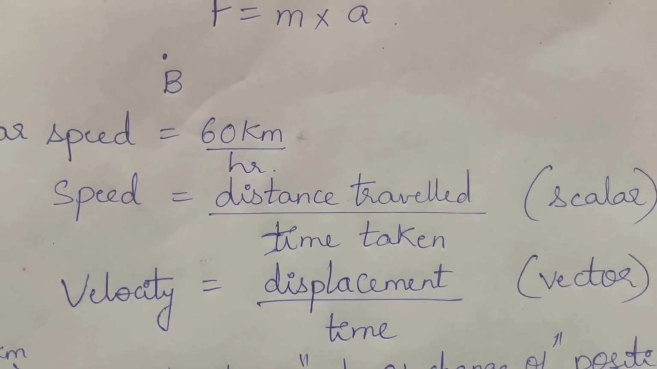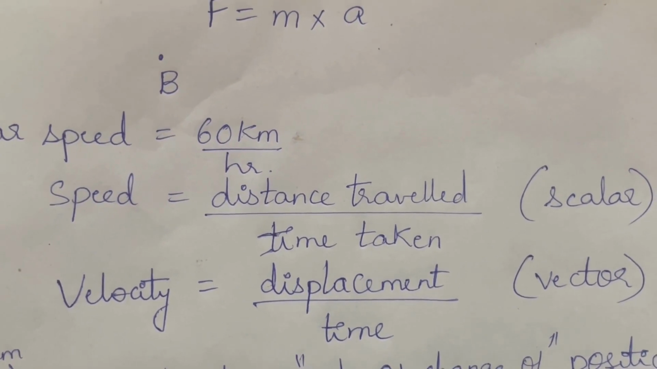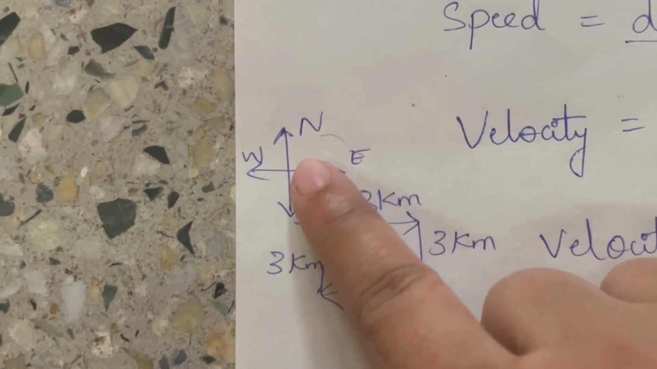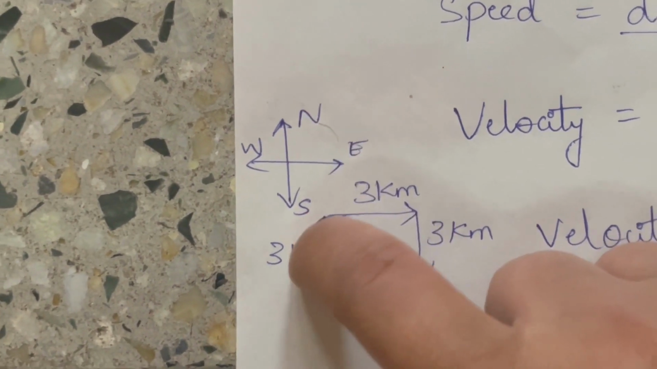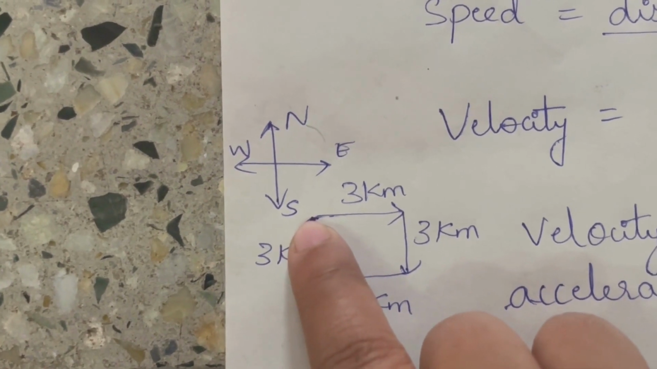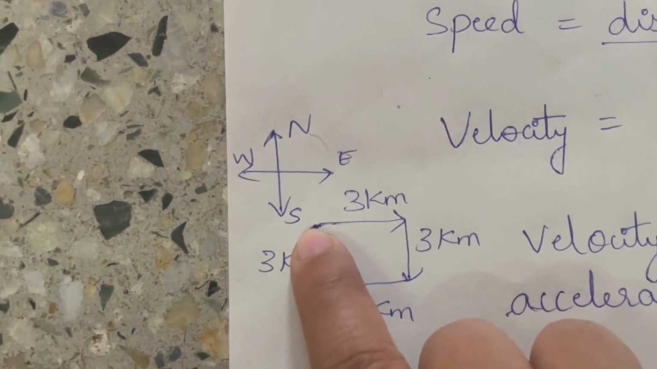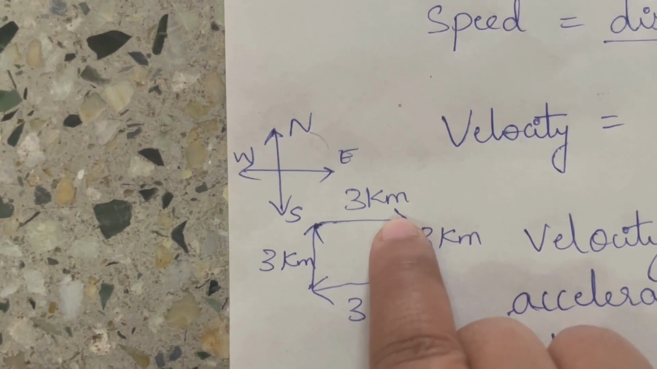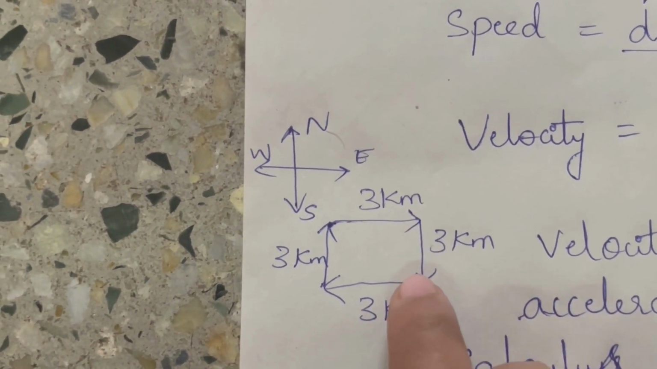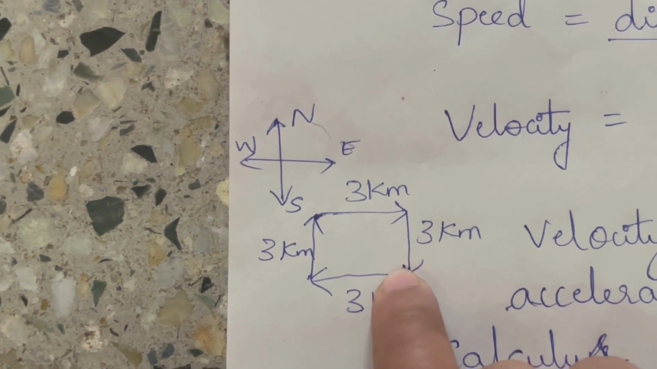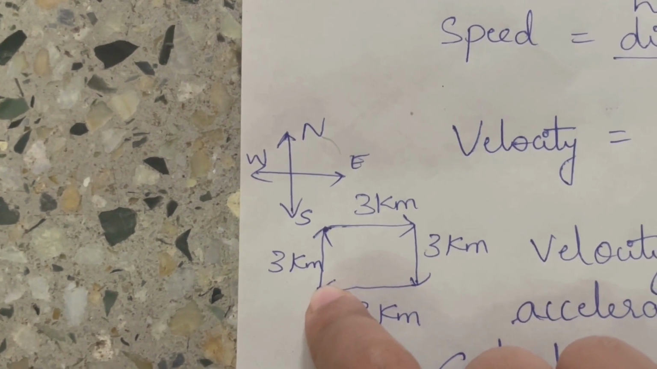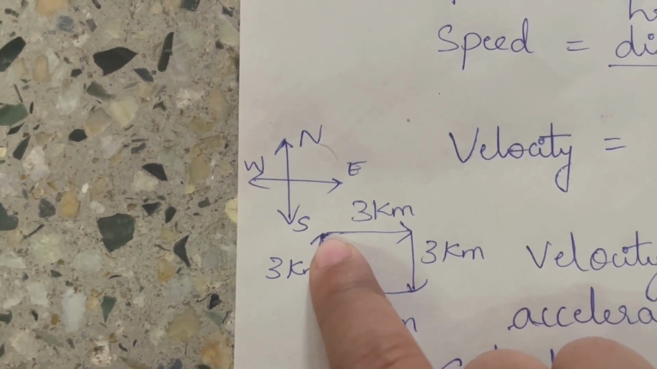Okay, so it sounds easy, but what does it mean? Let us see with this example. Now we know that the directions are like this: north, south, east, west. One person is starting from this point. He goes 3 kilometers towards east. Then he takes a turn. He goes 3 kilometers to the south. Then again he turns. He goes 3 kilometers to the west. Then again he turns, goes 3 kilometers to the north.